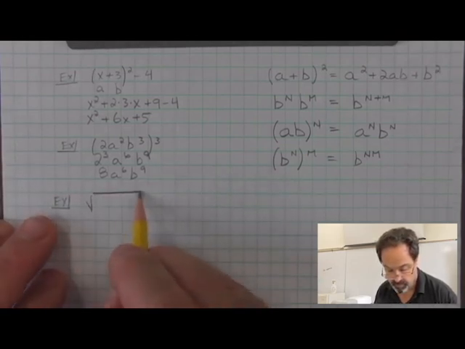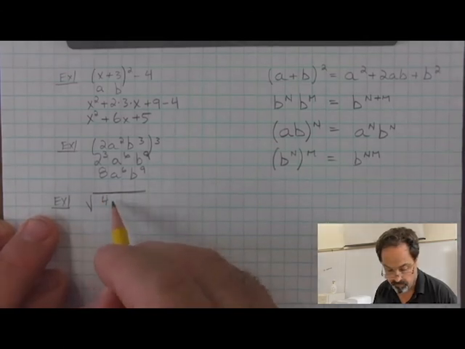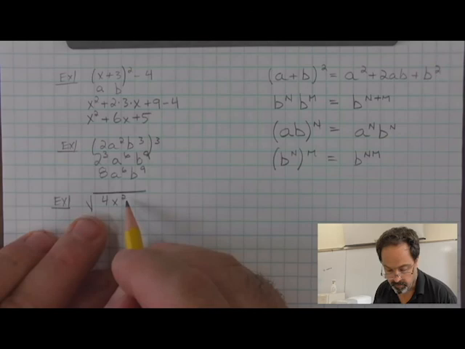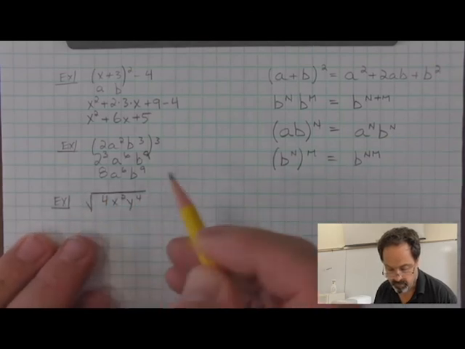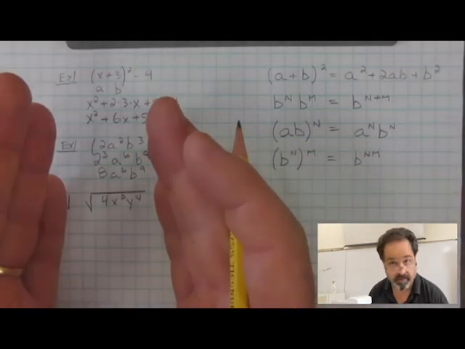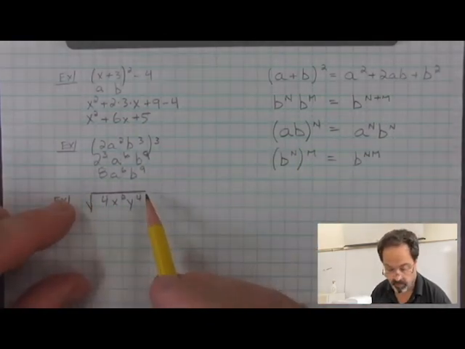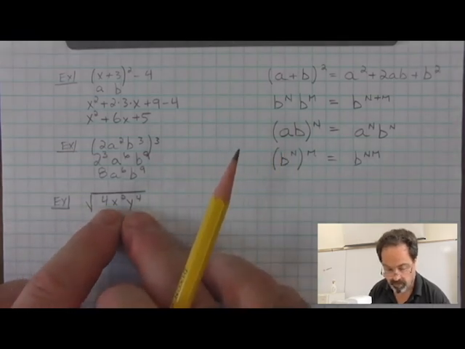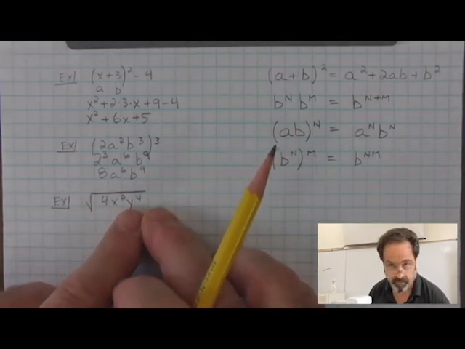We could be taking the square root of something fairly complicated. Square root of 4x squared y to the 4th. What properties are going to help in this case? Well, what's the general form of what I'm dealing with? I'm taking the square root of the product of 4 and x squared and y to the 4th.